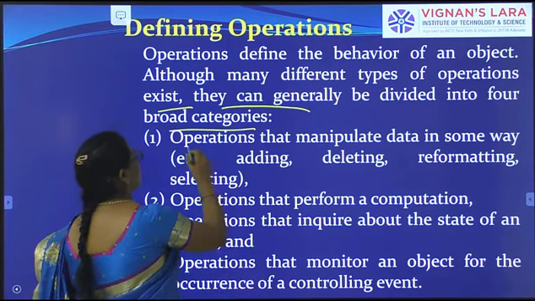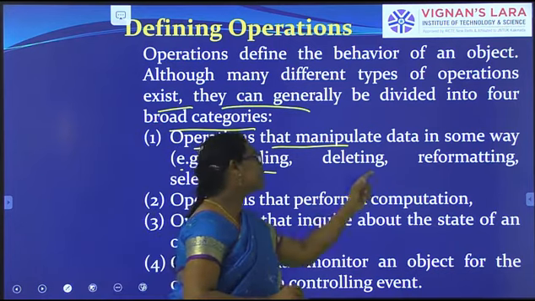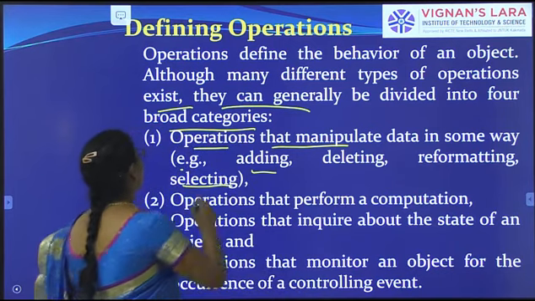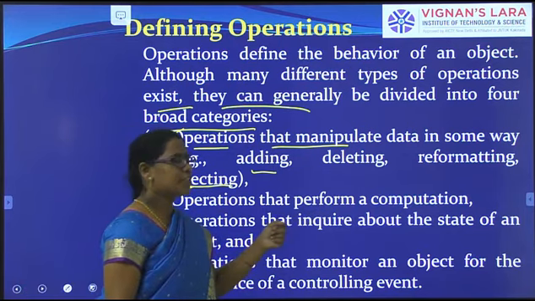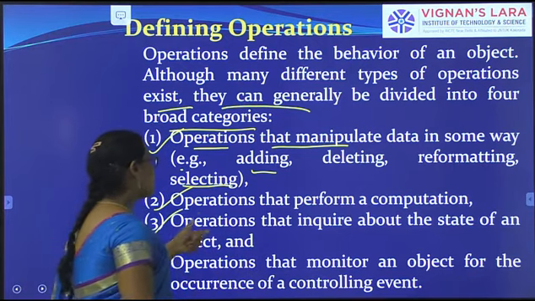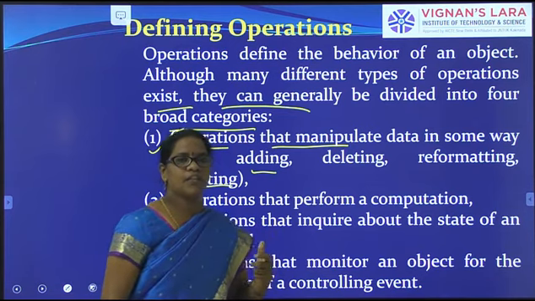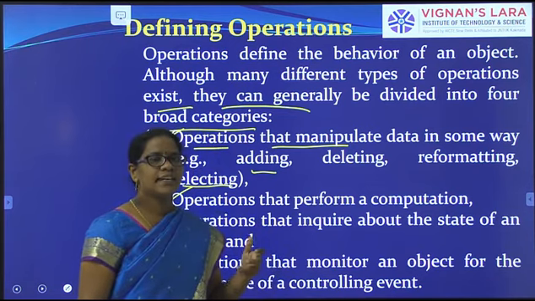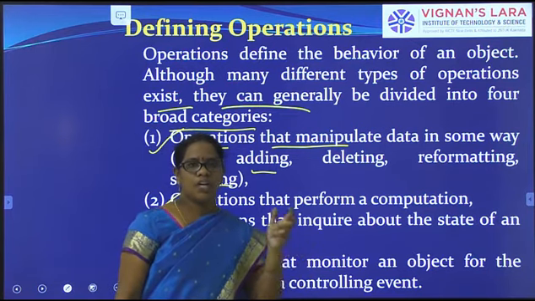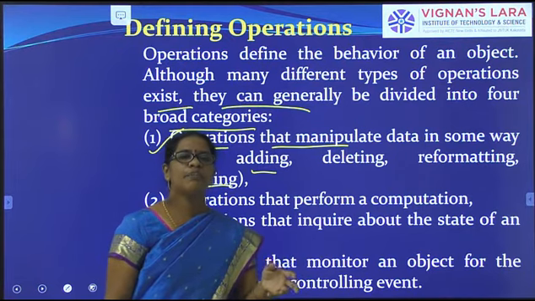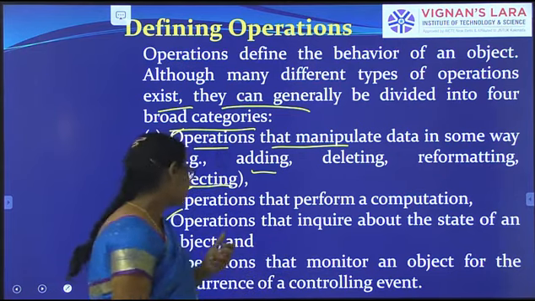The first one is operations that manipulate data in some way, for example adding, deleting, reformatting and selecting. The second is operations that perform a computation, some calculation. The third is operations that inquire about the state of an object. At a particular time, what is its variable data type after doing some operation? Whether it is an integer, or some state, what is its state?